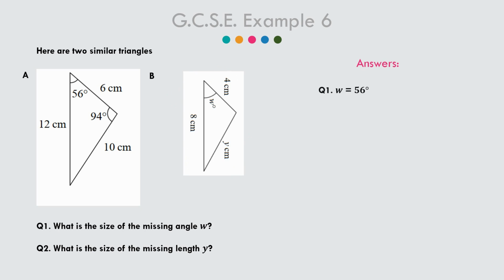Well, this is where we need to use the scale. We know that the 12 cm side on triangle A is equivalent to the 8 cm side on triangle B. So we need to find the scale being used. To do this, we can divide 8 by 12. This gives us 2/3. Now we can apply our scale factor to the missing side. So the size of the missing side must be 10 centimeters from triangle A multiplied by 2/3, which gives us the answer 6 2/3 in centimeters.